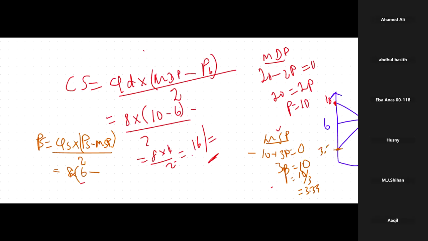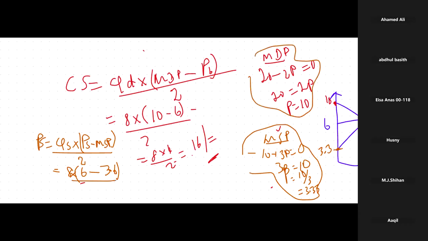Then 6 minus 3.3. You have to show this working. The method of calculating the minimum supply price you have to present in the answer sheet, and the method of calculating the maximum demand price you have to show in the answer sheet. Over 2. So 8 into 6 minus 3.6, that means 2.4, over 2.